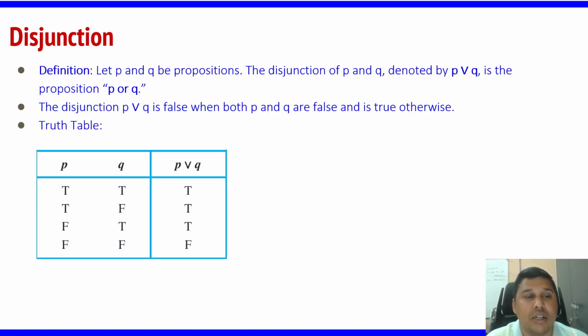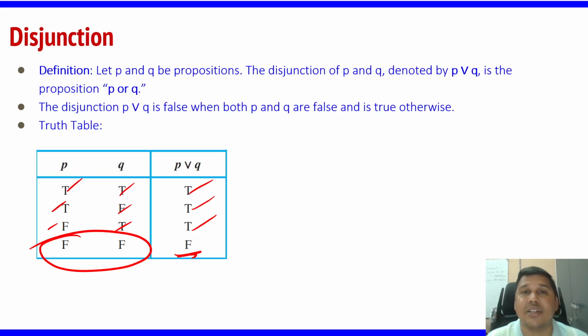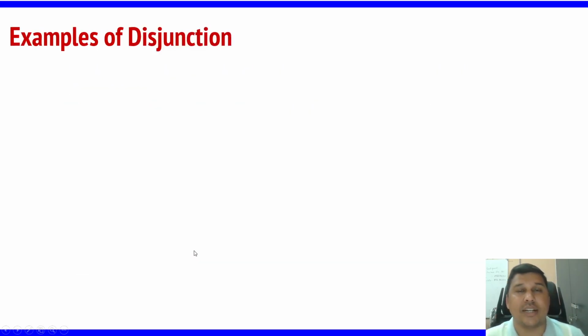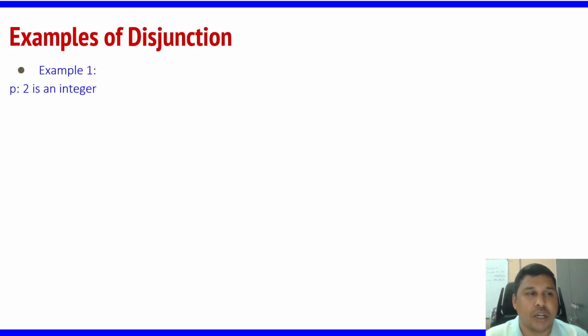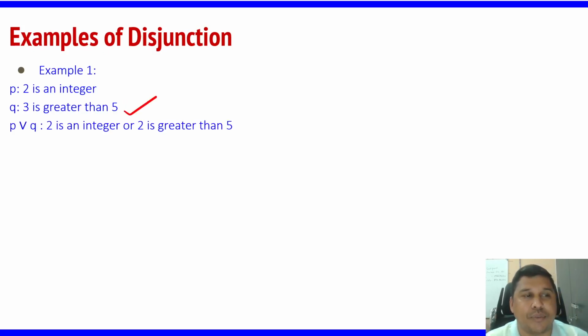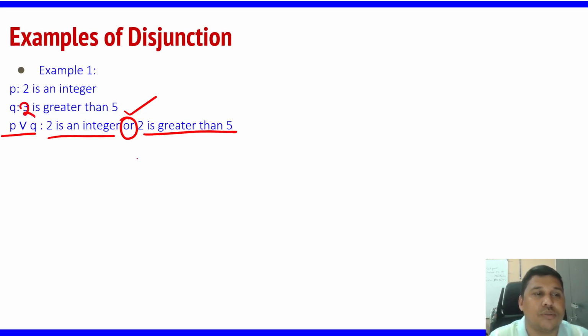Let's see the truth table. True, true, the result is true. True, false, the result is true. False, true, the result is true. Only when both are false, the final answer is false. So it is simple, adding the keyword OR in between two statements. Let's see an example. P, 2 is an integer. Q, 3 is greater than 5. So you see, P or Q means 2 is an even integer or 2 is greater than 5. Okay, this is not 3, this is 2.